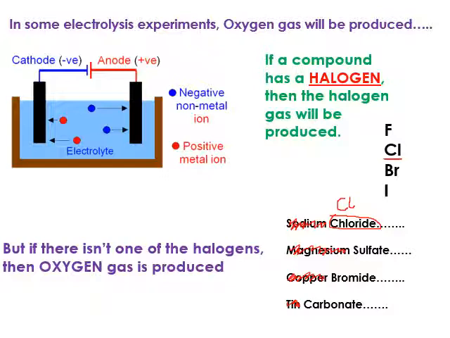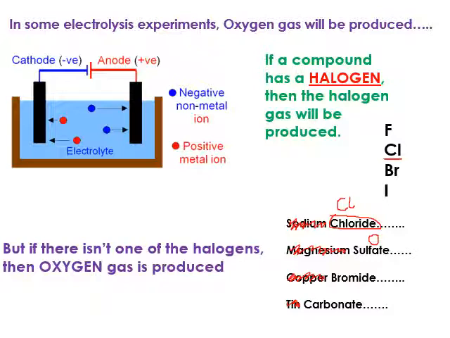Sulfate. Is sulfate a halogen? Fluorine, chlorine, bromine, iodine. There's no sulfur in there, so therefore I will get oxygen gas because sulfate, or sulfur, is not in the halogen group.